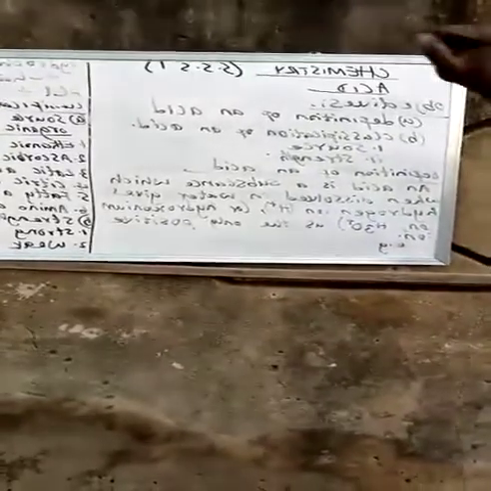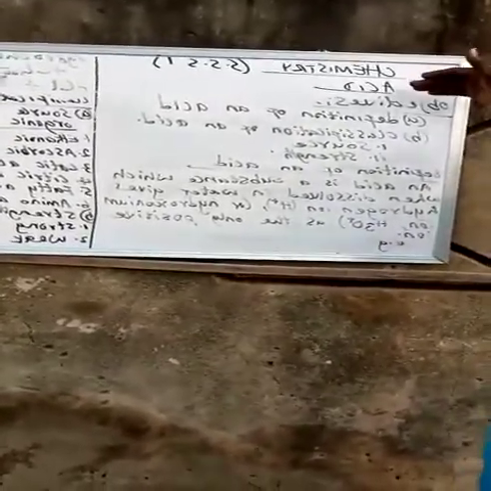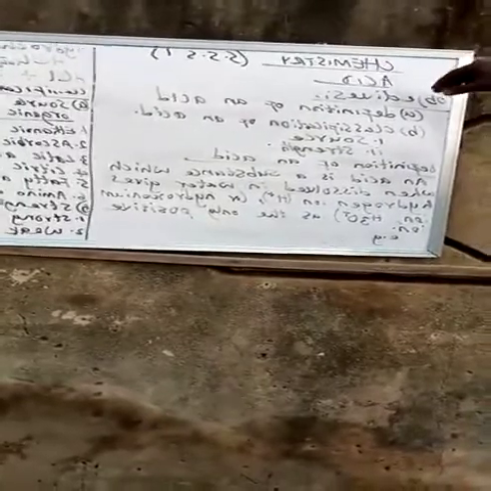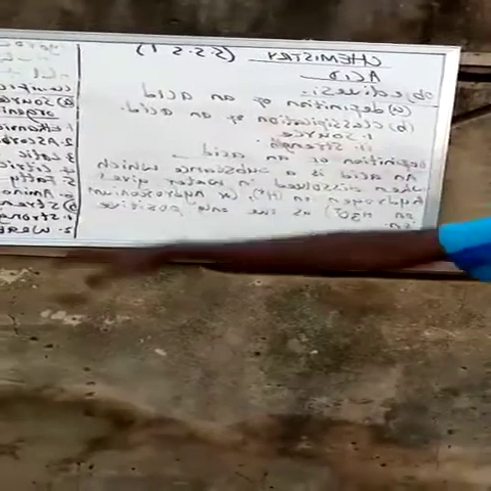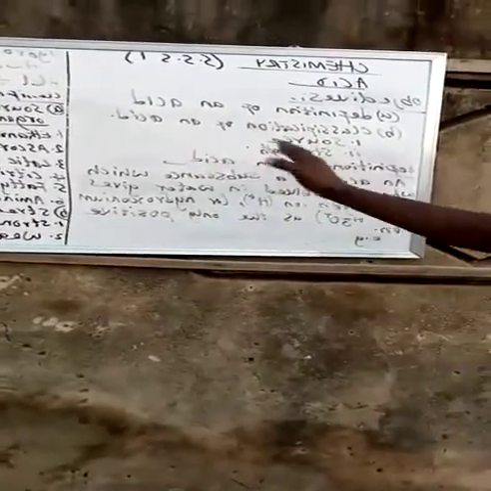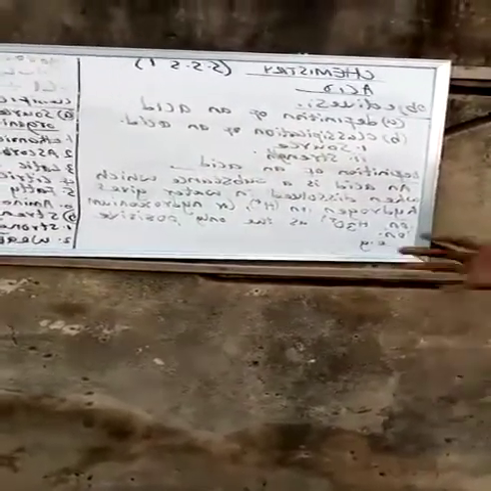Today we'll be looking at acids. Under the topic acid, we'll be looking at these objectives for today: definition of an acid, classification of an acid based on source and based on strengths. Now, what is an acid?